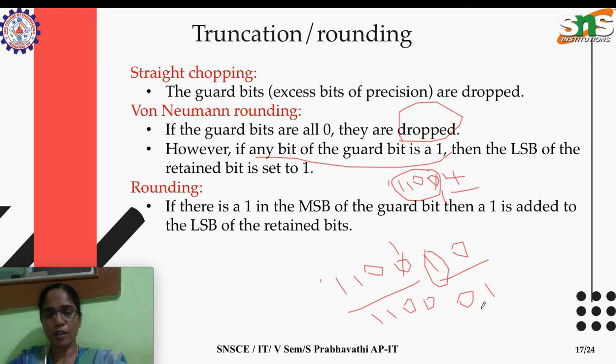When I round off like this, while rounding off, if the guard bit's MSB is 0, it stays as it is. If its MSB is 1, I will retain that in the LSB of the resultant bit. Okay, so this is how the truncation and rounding off happens in floating point arithmetic operation.